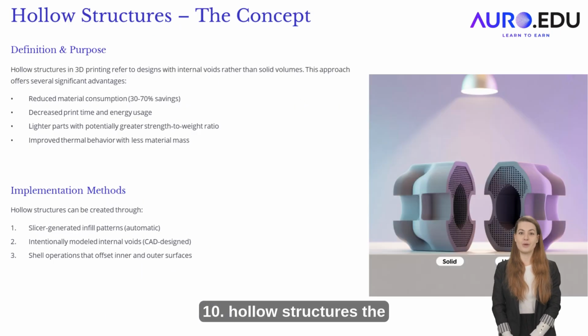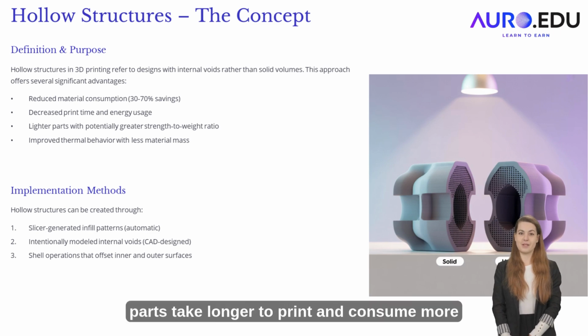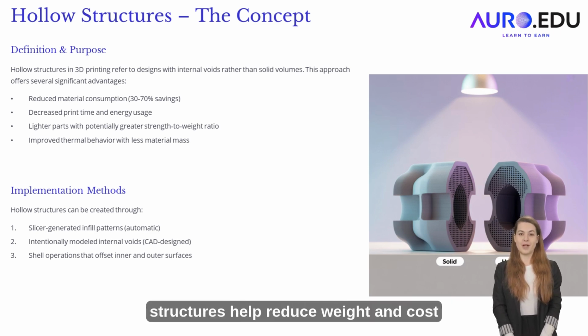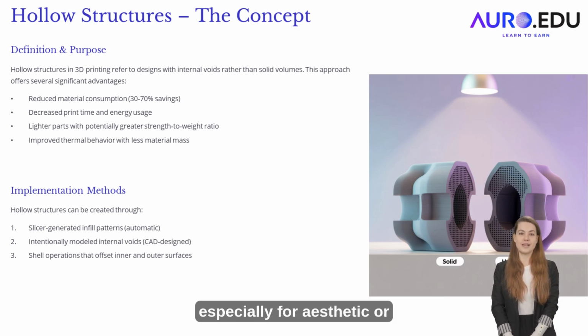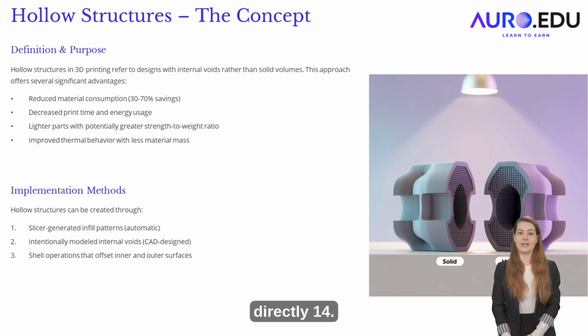13. Hollow structures. The concept. Solid parts take longer to print and consume more material. Hollow structures help reduce weight and cost, especially for aesthetic or non-load-bearing parts. Most slicers use infill to create internal hollowness, but you can also model hollow cavities directly.